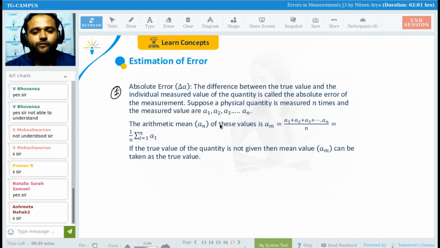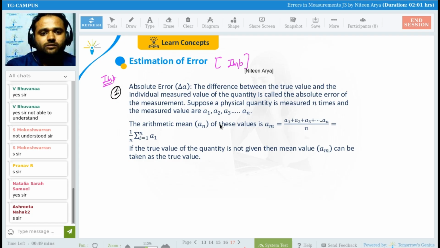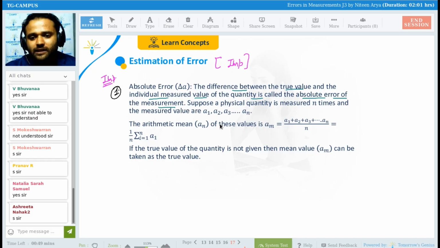So absolute error, what is that? Important one also. All this is important. So what is an absolute error? The difference between the true value and the individual measured value of the quantity is called the absolute error of the measurement. For example, suppose a physical quantity is measured n times.